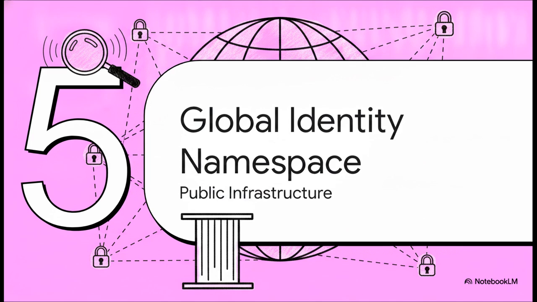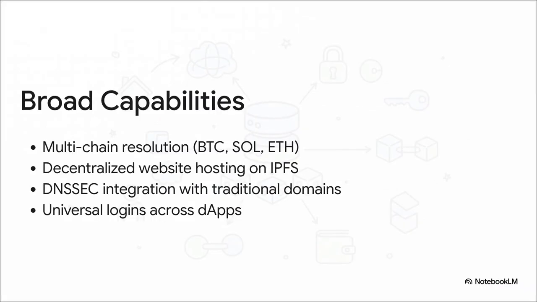And our final stop, Section 5, a Global Identity Namespace. Thinking about this as public infrastructure. Because when you zoom out, ENS provides incredibly broad capabilities. For starters, it offers multi-chain resolution. That means one single name can hold your Bitcoin, Solana, and Ethereum addresses all at the exact same time.